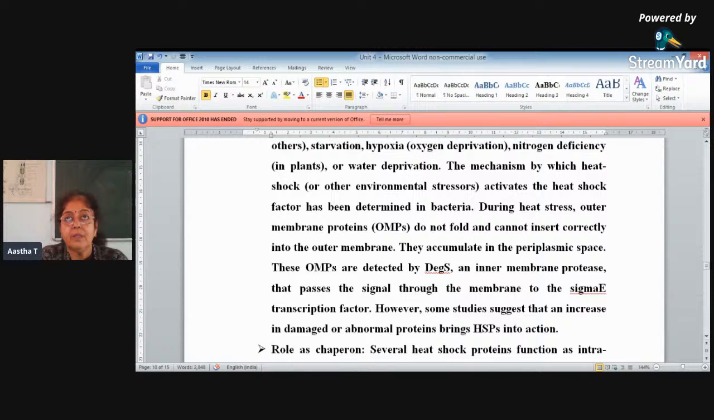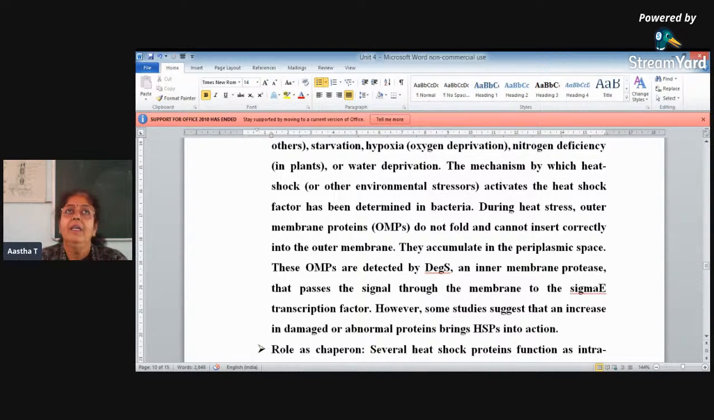So the sigma factor is mainly involved in the initiation of transcription. According to the signal it receives, HSPs can then be synthesized. Some such studies suggest that increased damaged or abnormal proteins bring HSP into action. Many times, a signal will be given if the proteins are damaged due to stressful conditions. So in stressful conditions, if normal proteins get damaged, those damaged proteins can also give the signal in the same way to the sigma factors, and these sigma factors will then initiate the process of transcription.